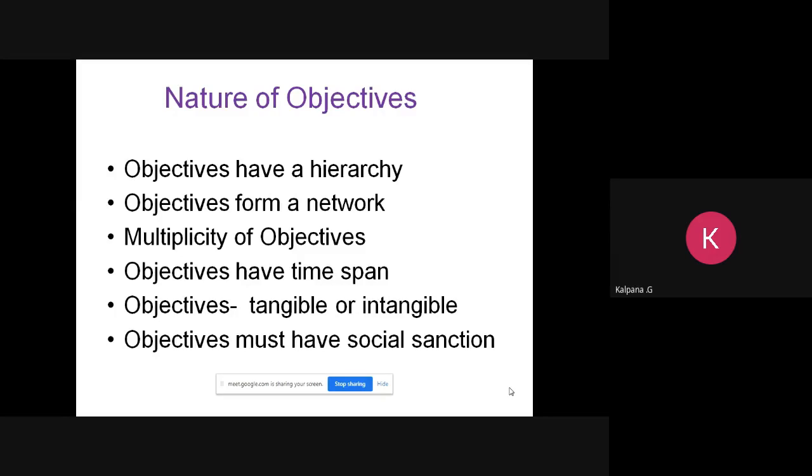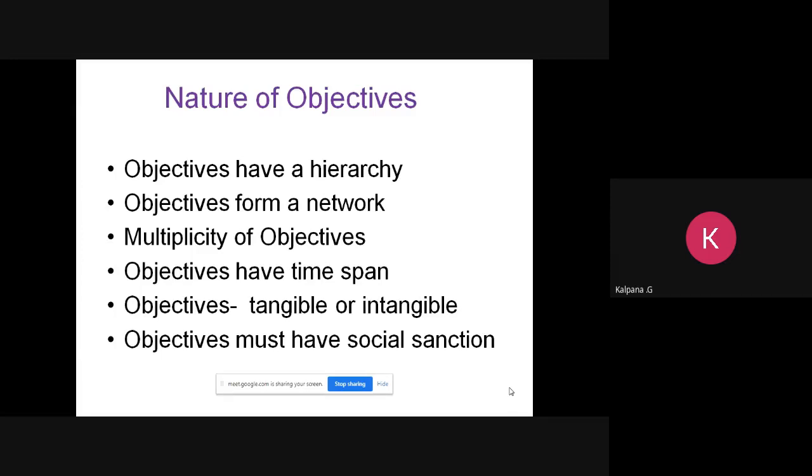Then the fourth one, it should have a time span. And the fifth point is objectives can be tangible objectives or intangible objectives. I'll give you a few examples for that. And then the sixth point is objectives must have social sanction, which means it should be of benefit to the society, or it should meet the general needs of the society. So we are going to see these in detail now.